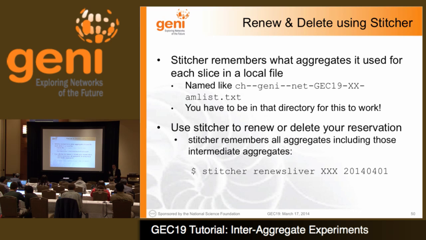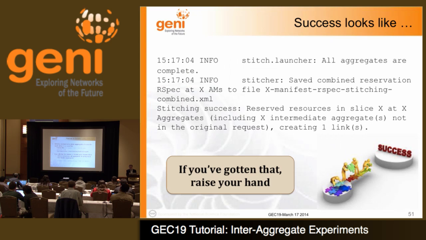Stitcher will remember where you've got stuff. It writes to the local current working directory where you ran Stitcher a file that just lists all the aggregates in that slice. So if you run renew, like something like this, from that directory, it will go contact all the aggregates where you had resources, and you can renew them all to the same date. That's also a great way to clean up when you're done.